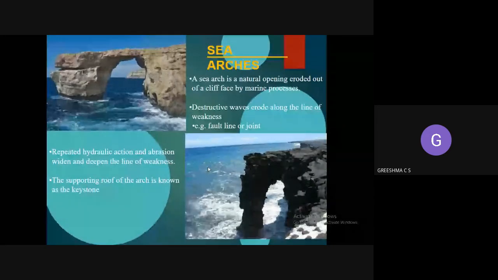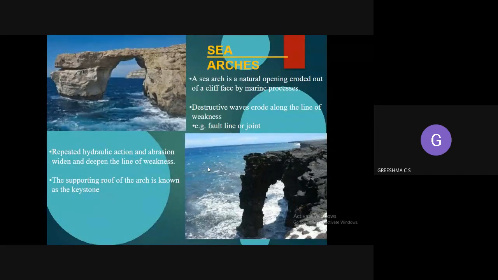So a sea arch is basically a natural opening that is eroded out of a cliff face by marine processes. Okay, the destructive waves erode along the line of weakness, for example a fault line or joint. Repeated hydraulic action and abrasion widen and deepen the line of weakness, and the supporting roof of the arch is known as the keystone.